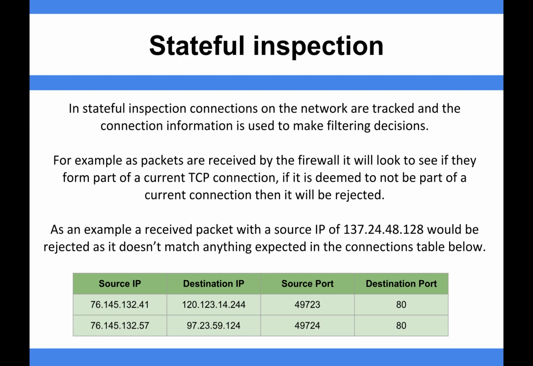What I mean by current TCP connection is, when a packet leaves your network, it's created this TCP connection. A computer within your network has created this TCP connection with another computer on the internet, and packets are leaving your network to talk to that computer. So that information can be tracked.